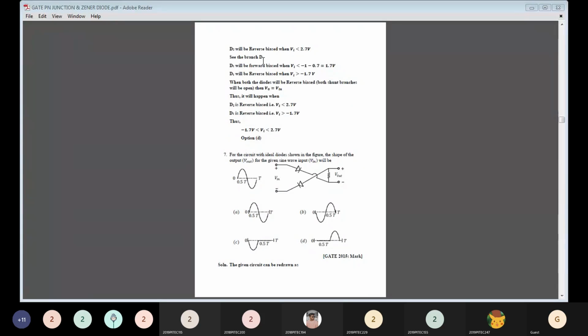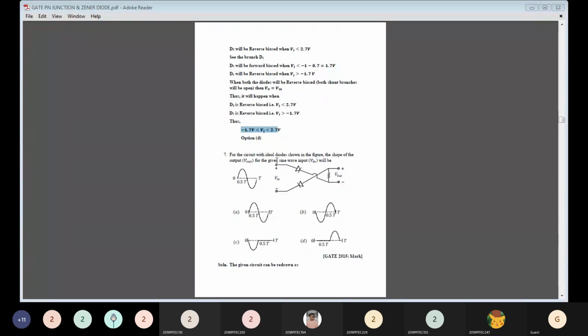Similarly, see the branch of D1. D1 will be forward biased when Vi is less than -1 minus 0.7, equal to -1.7 volt. D1 will be reverse biased when Vi is greater than -1.7 volt. When both the diodes are reverse biased, then V0 is equal to Vin. This happens when D2 is reverse biased, when Vi is less than 2.7 volt, and D1 is reverse biased when Vi is greater than -1.7 volt. So the range will be -1.7 volt less than Vi less than 2.7 volt. Option D is the correct answer.